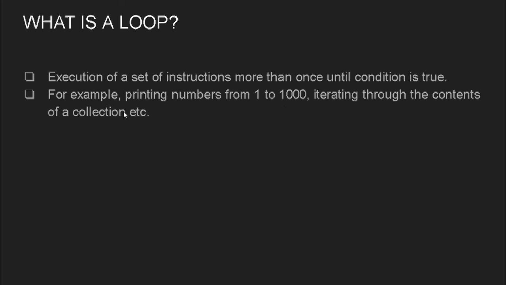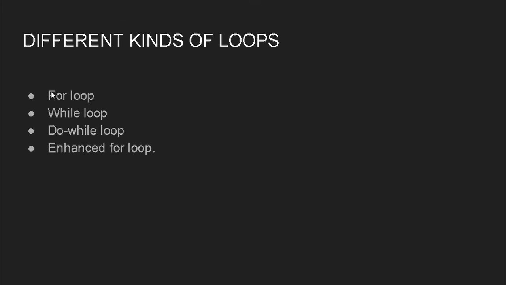Now, a collection is a Java concept which we'll be discussing much later. In fact, we have array lists, lists, sequences, sets, and so on. We'll be discussing this concept much later. But if you want to iterate through the contents of an array list, then it is best to go through a loop. So these are the different kinds of loops.